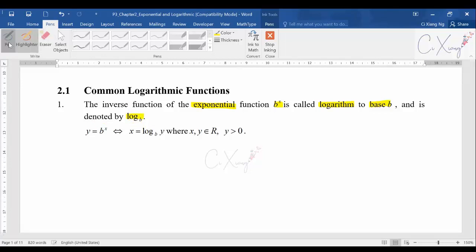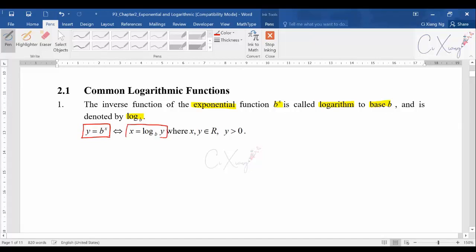So which means if let's say you're having the original equation y equals b power x, okay, you can actually change it become x equals log base b of y. So these two equations are actually having the same meaning, but this one is in exponential form or indices form, then this one is in logarithmic form. Alright, but these two equations have the same meaning.